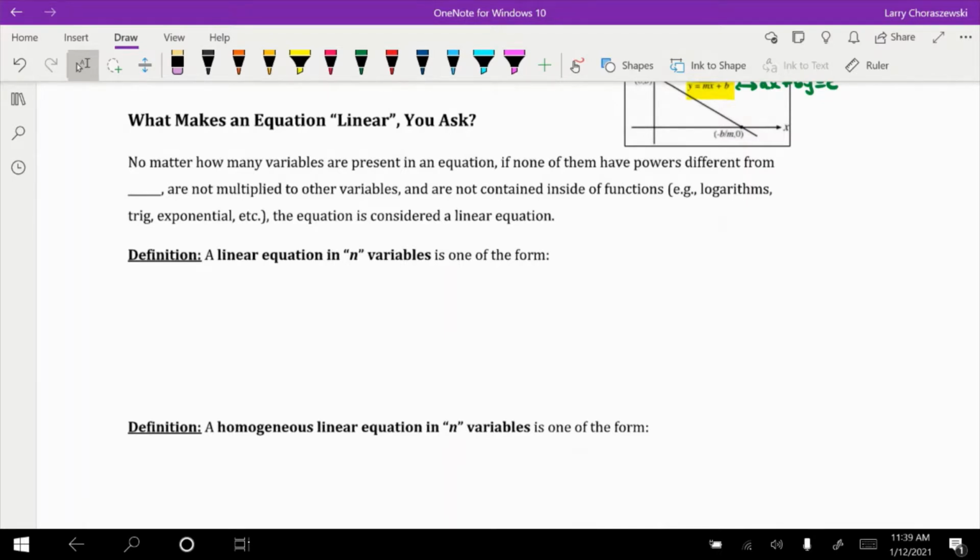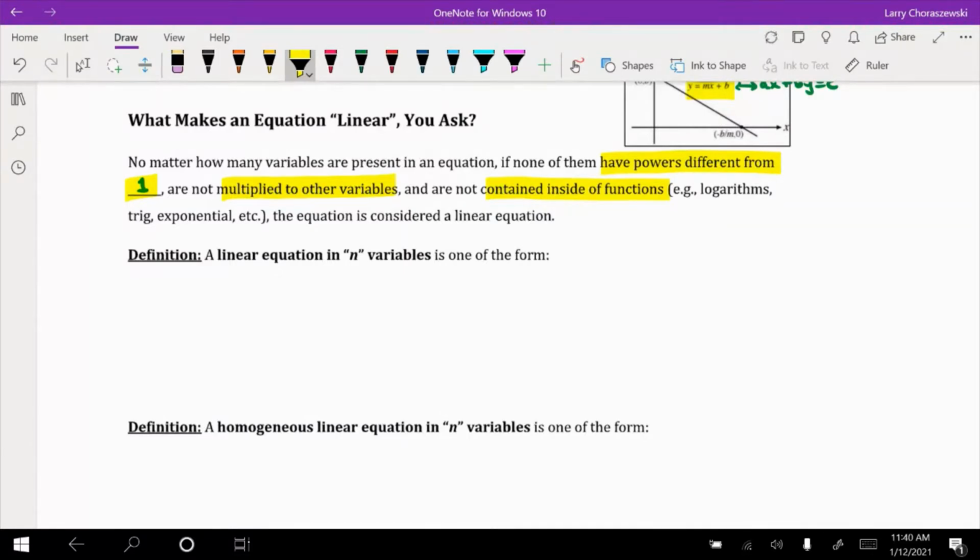So it says here, no matter how many variables are present in an equation, if none of them have powers different from 1, okay, that's key there, are not multiplied to other variables, and are not contained inside functions such as logs, trig functions like sine and cosine and tangent, exponentials, etc., then we would consider the equation a linear equation. All right, so things that are bad in terms of the equation not being linear would be situations where a variable has a power different from 1, or if we're multiplying 2 or more variables together, or if we see a variable contained inside of a function, okay, like the natural log or log base 2 or something like that, or even the square root.